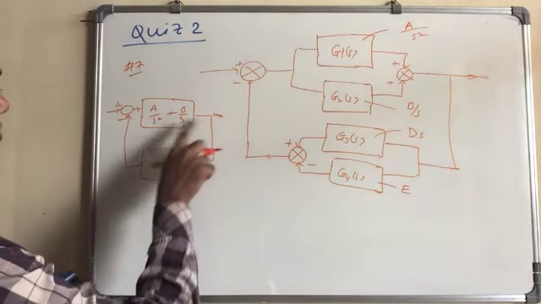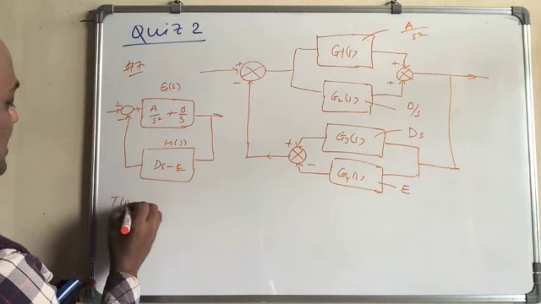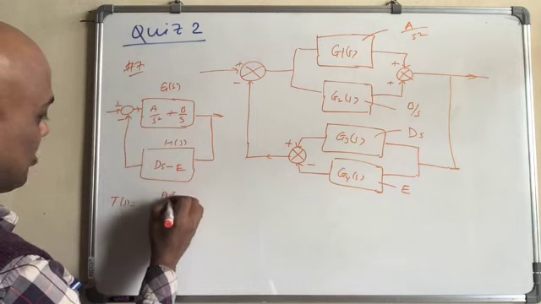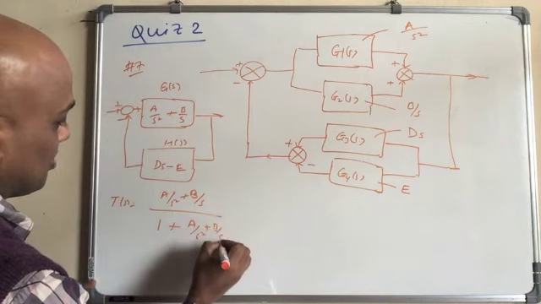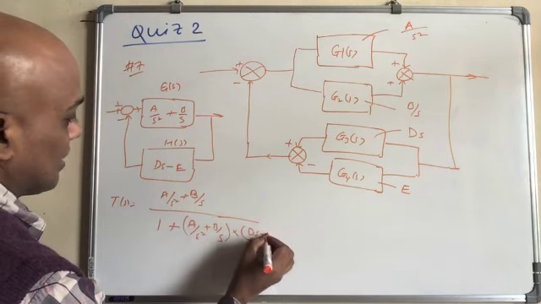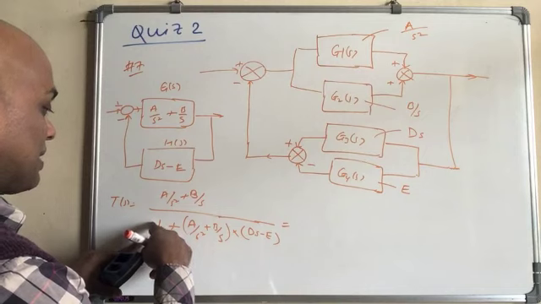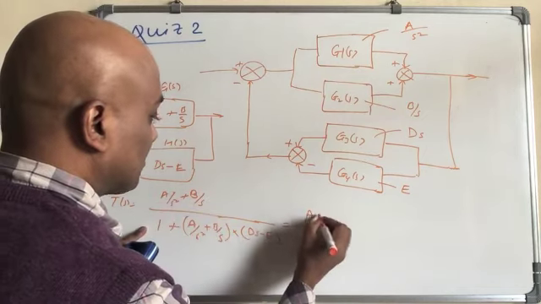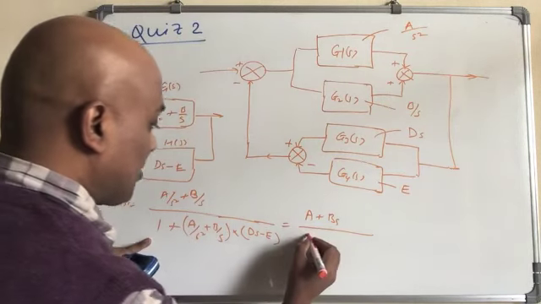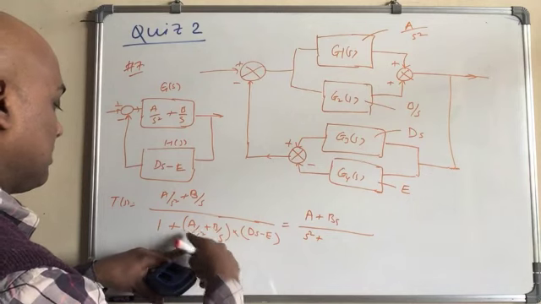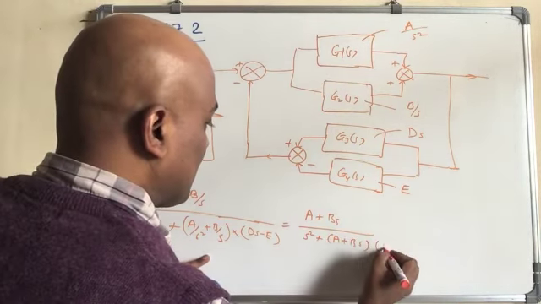So this becomes G(s), and this becomes H(s), basically the feedback. The transfer function T(s) will simply be equal to G(s), A over s squared plus B over s, divided by 1 plus this G(s) again, A over s squared plus B over s, multiplied by Ds minus E. That's what that is. And then what do you get? You get s squared here, so you will have A plus Bs divided by s squared plus A plus Bs multiplied by Ds minus E.